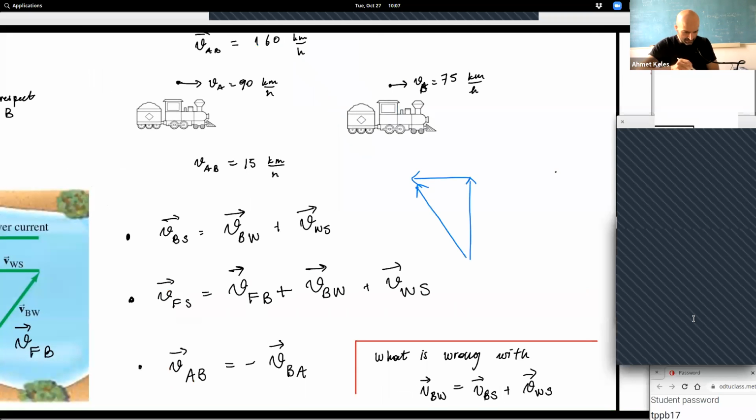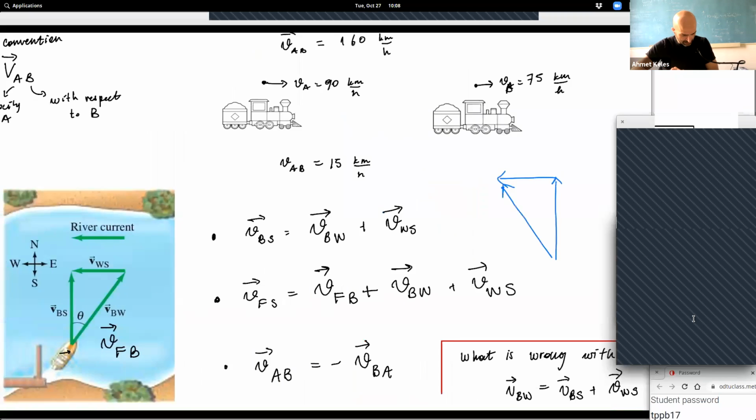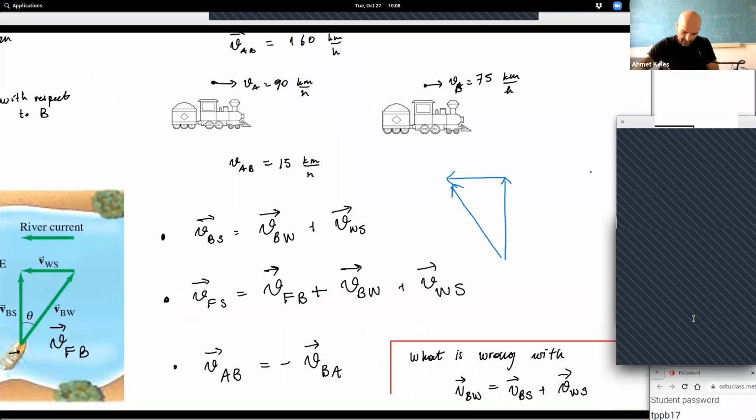So if you write VBS, boat velocity with respect to shore, right? This is VBS. And the second one, water's velocity with respect to shore, this is V water with respect to shore. And I am summing these two vectors, like I can sum this head to tail, and this sum vector says VB water, but what is this? There's no velocity like this in that problem. This doesn't mean anything. Okay, just be careful.